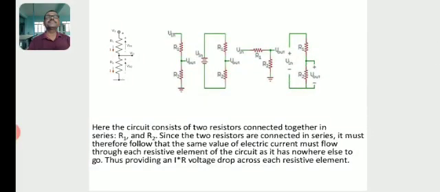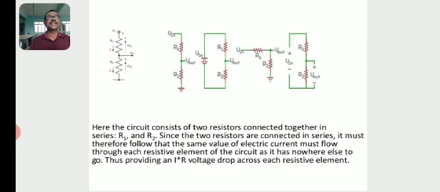Just to see the diagrams, there are three diagrams. In these three circuits, two resistors R1 and R2 are connected in series with input source, say VIN, or in some cases VS also. Here the circuit consists of two resistors connected together in series, R1 and R2.